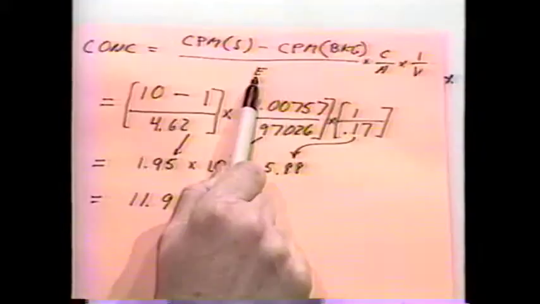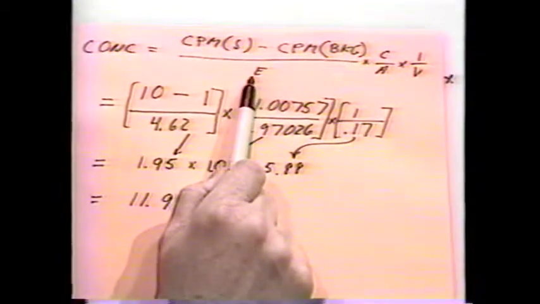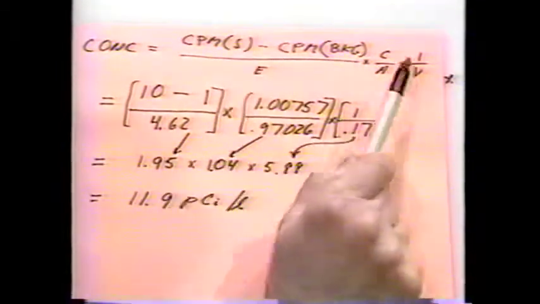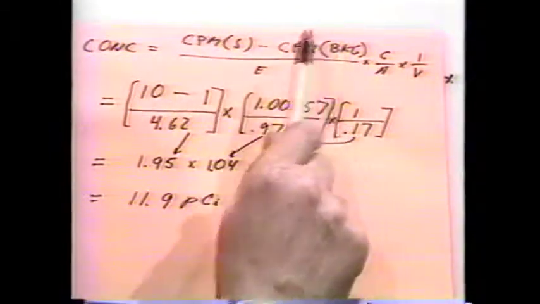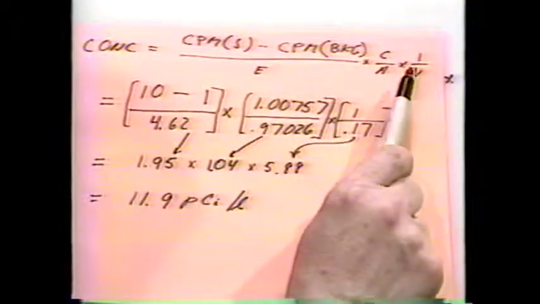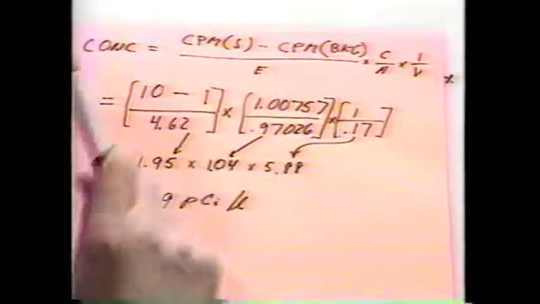But note some of the things in the equation. The efficiency is the efficiency of the system. That's the number of counts per minute it sees per picocurie of radiation in the cell. Note where the volume of the cell is. It's in the denominator because we want to get picocuries per liter. So we want the liters downstairs in the bottom of this fraction. And so that's where the volume goes.